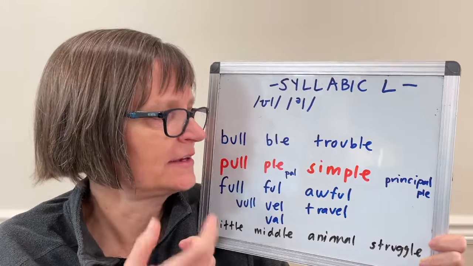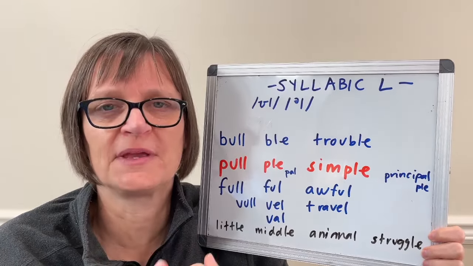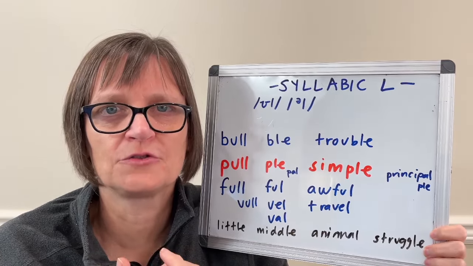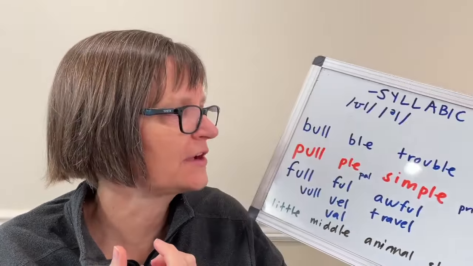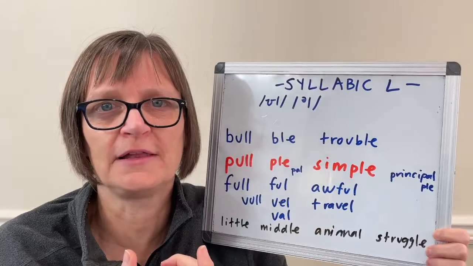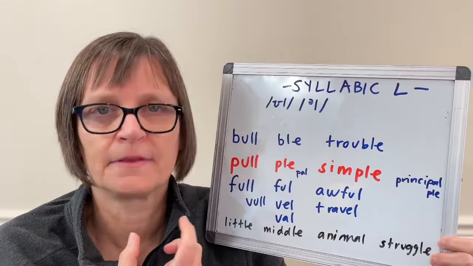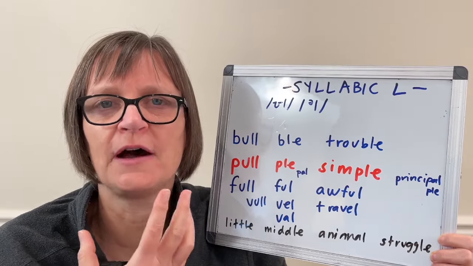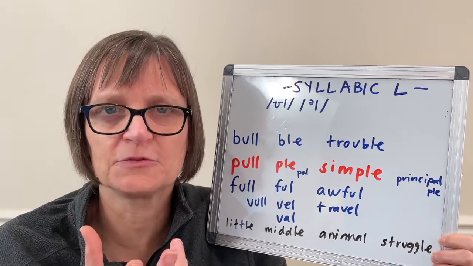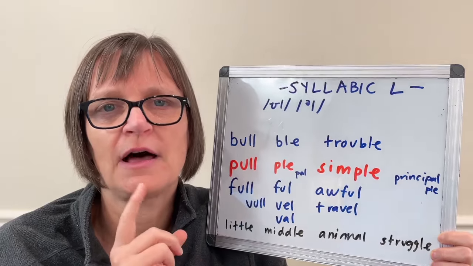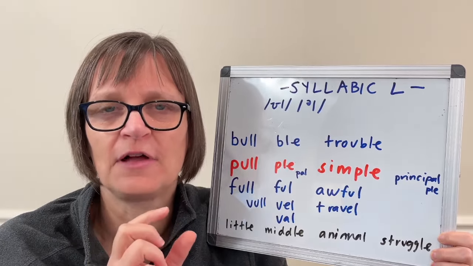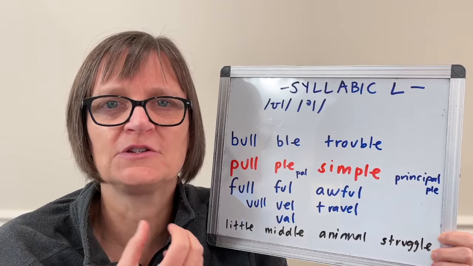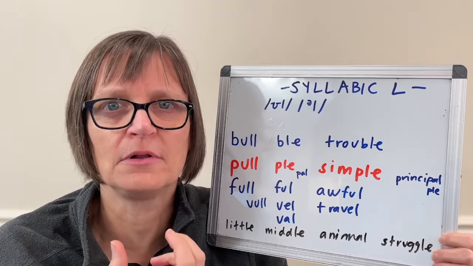So let's try that again. Repeat after me. Bull, bull, trouble. Let's try it with the word pull, P-U-L-L. Pull, pull, simple, simple. You hear how in simple, because it's a very reduced syllable, I'm just barely saying any vowel. I'm basically proceeding right from the p sound of the letter P to the syllabic L, ul, pull.